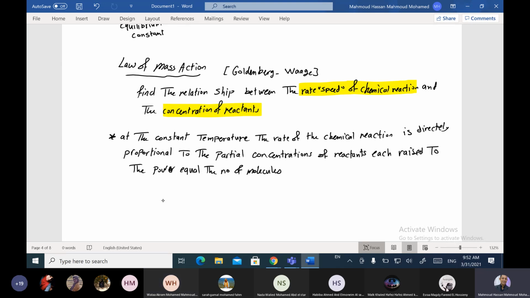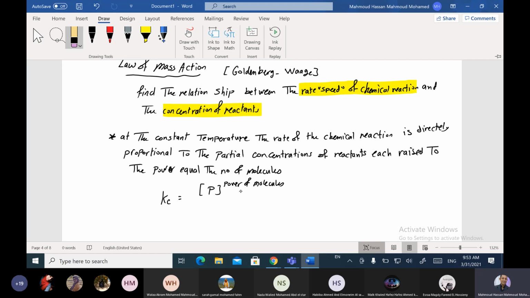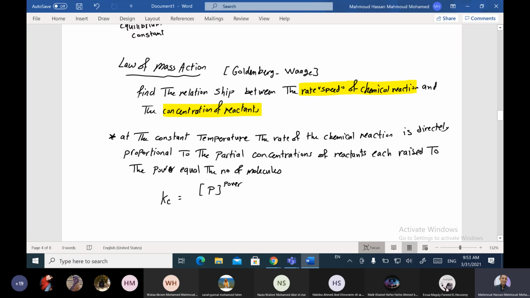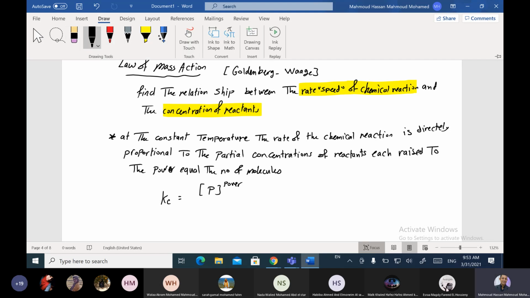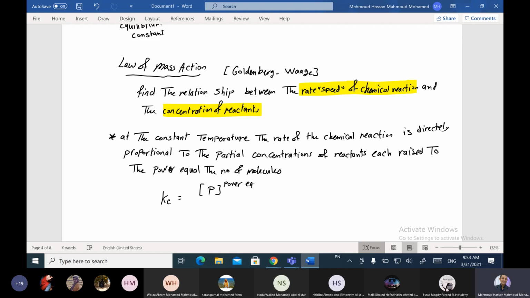So the Kc equals the product concentration raised to the power of the molecule number, or we can say the power equals the number of molecules, divided by the reactant concentration raised to the power equal to the number of molecules.